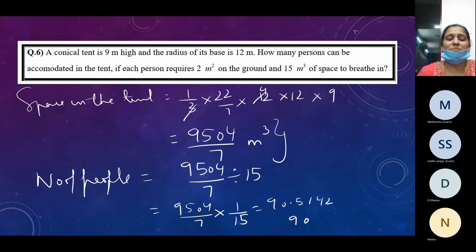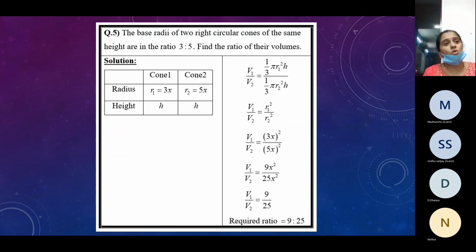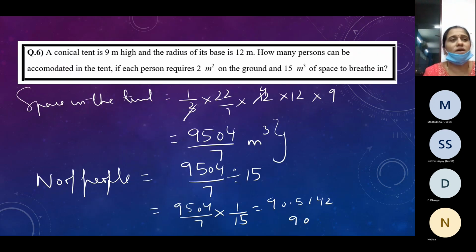So now, people standing in the tent have to breathe. And to breathe, each one needs 15 meter cube of space. So considering that, 90 people can stand. But if you consider the floor area, you can accommodate 226 people.